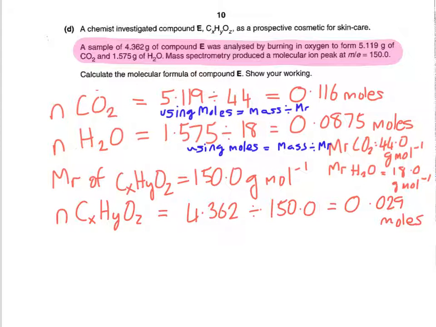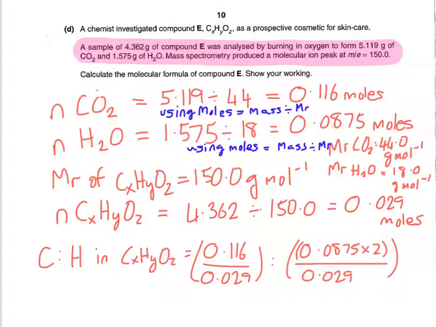If we take a moment, you can see where I found the 5.119 and the 1.5754 for carbon dioxide and water respectively. All I've done is go to a periodic table to work out the MR of carbon dioxide is 44 and the MR of water is 18. That gives me 0.116 moles of CO2, 0.0875 moles of H2O, and because I've already been told the MR of CxHyOz, I can divide the mass of my sample of compound E, 4.362 grams, by 150 to make 0.029 moles.